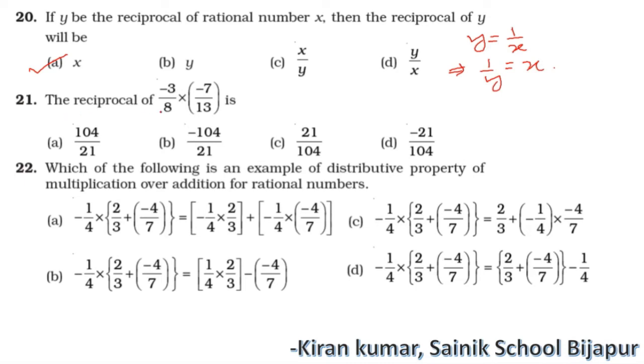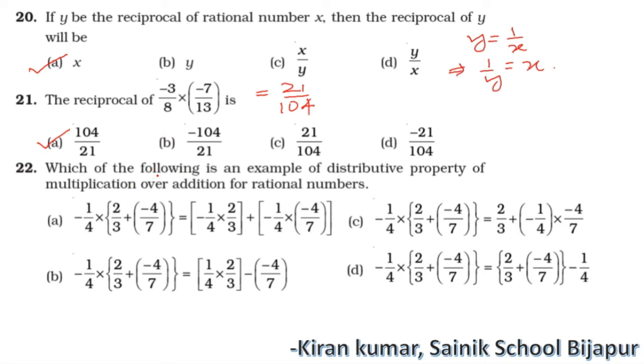The reciprocal of minus 3 by 8 multiplied to minus 7 by 13 is, we need to simplify this. We will be getting positive 21 by 104. The reciprocal of this is 104 by positive 21. So option A is the right answer.